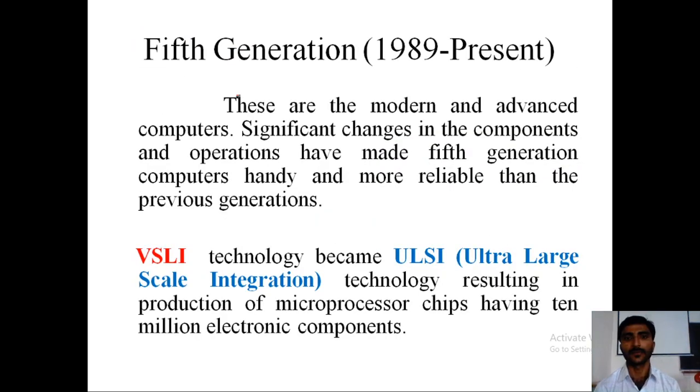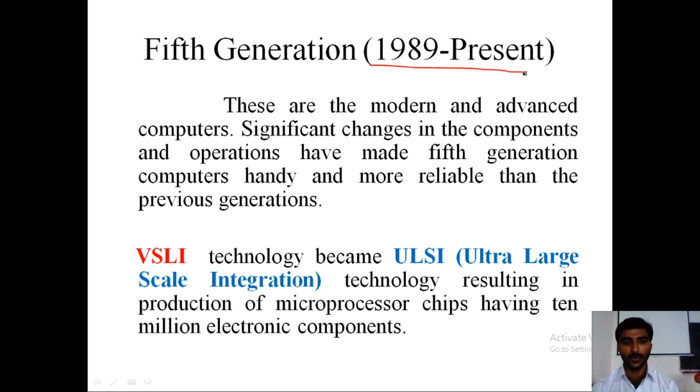What is the fifth generation? These are the modern and advanced computers. Significant changes in the components and operations have made fifth generation computers handy and more reliable than the previous generations. In this generation, they use modern, advanced technology like robotics and artificial intelligence. That is the period from 1989 to present. You know already robot films, how robots work automatically based on fifth generation technology.